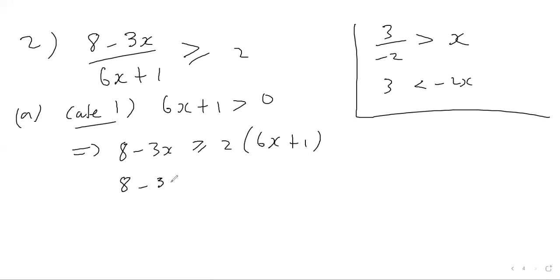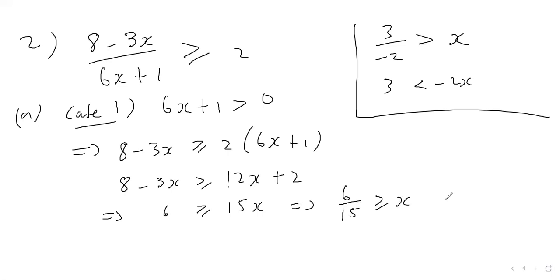So 8 minus 3x is greater than or equal to 12x plus 2. And we can just rearrange this, add the 3x to both sides, take away 2 from both sides. We get 6 is greater than or equal to 15x. And so therefore, we get 6 over 15 is greater than or equal to x. If we simplify that fraction, 6 over 15 is just the same as 2 over 5. So we're basically saying that x is less than or equal to 2 over 5.